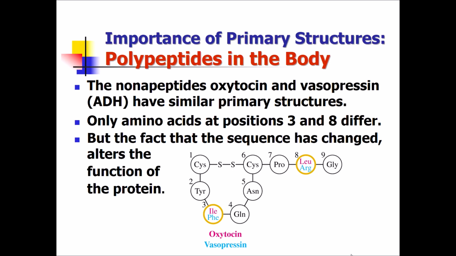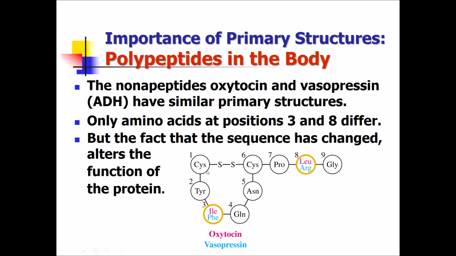So here we're seeing a nonapeptide. Nonapeptide means that there's 9. These are 2 hormones that we find in the body. One of them is oxytocin. The other one is called ADH or vasopressin. They're made by the posterior pituitary gland, or actually they're stored there. They're made by the hypothalamus. Anyway, these are found up in a gland in your brain, the pituitary.